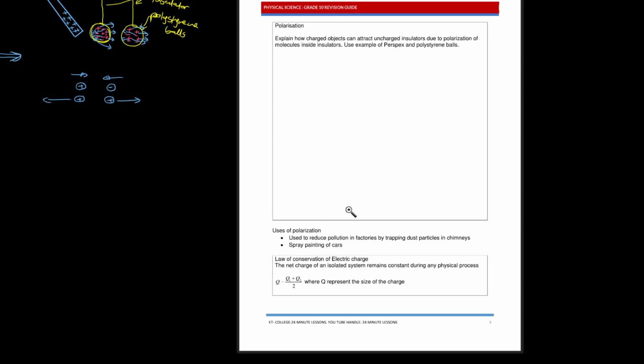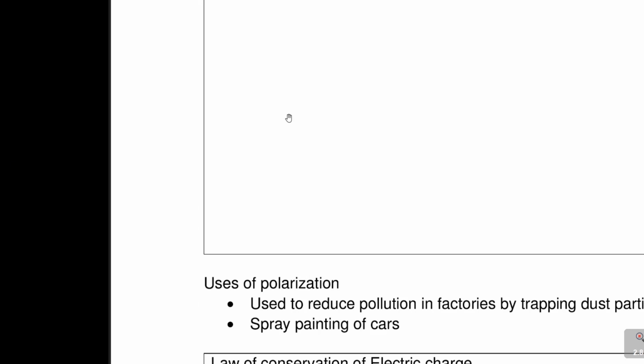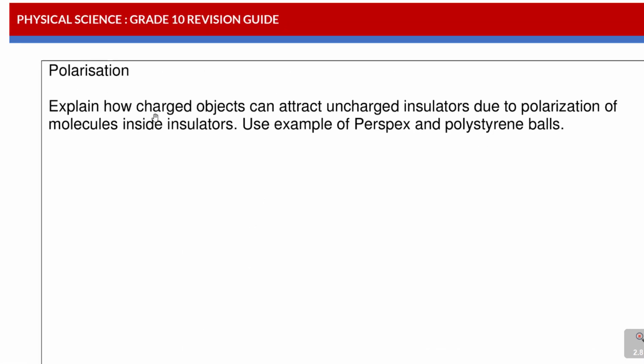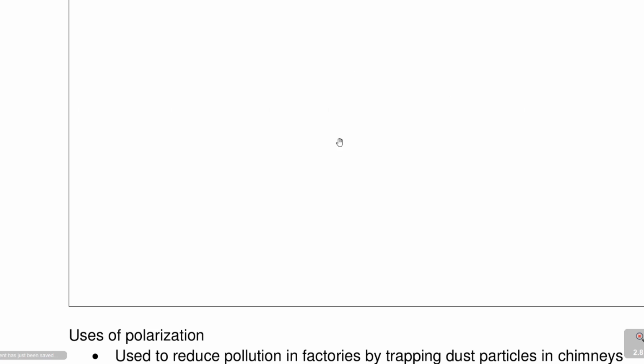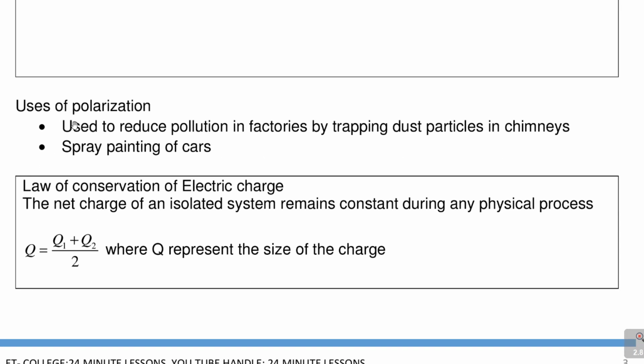So with that, this is what we mean when we say, look at this: explain how charged objects can attract uncharged insulators due to polarization using insulators. Use an example of Perspex. So the uses of polarization: it is used to reduce pollution in factories by trapping dust particles in chimneys. So they use it as a way of trapping pollution, to reduce pollution.